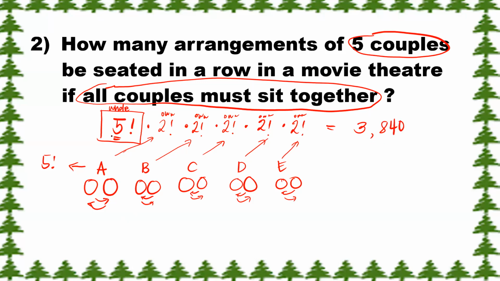And actually, this can be represented in permutation. This 5 factorial is 5 taken 5 at a time. This one is permutation of 2 taken 2 at a time, for each couple. 1, 2, 3, 4, 5. So it can also be represented this way. This as a whole, this individual, their own arrangement, which is equal to 3,840.